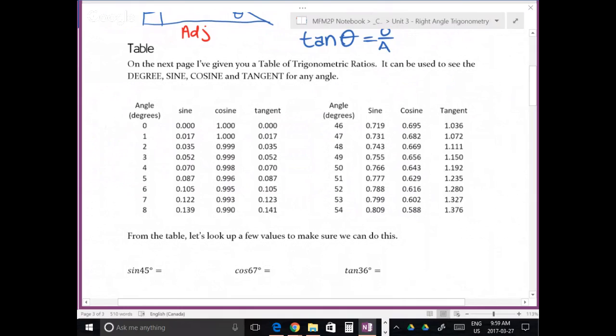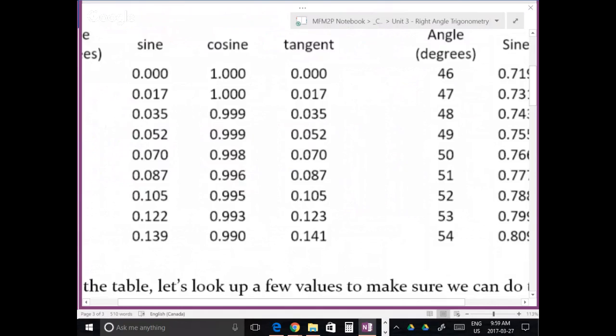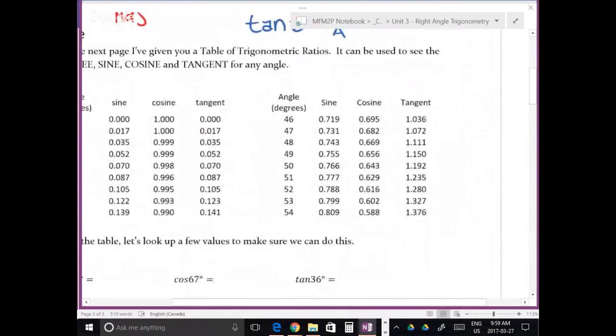So I always make students for the first week use the table because it's going to help you to understand. So here's what I want you to know. Let's just look at one line, one example.